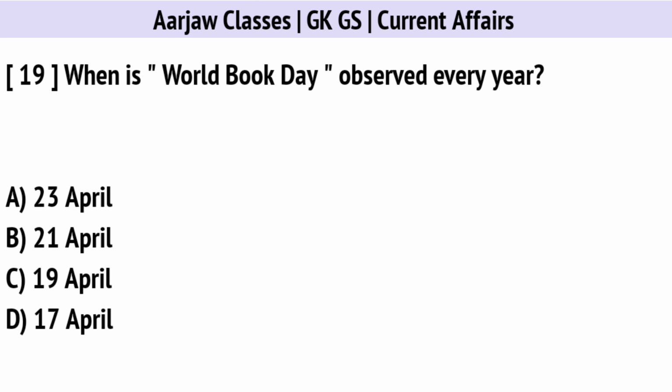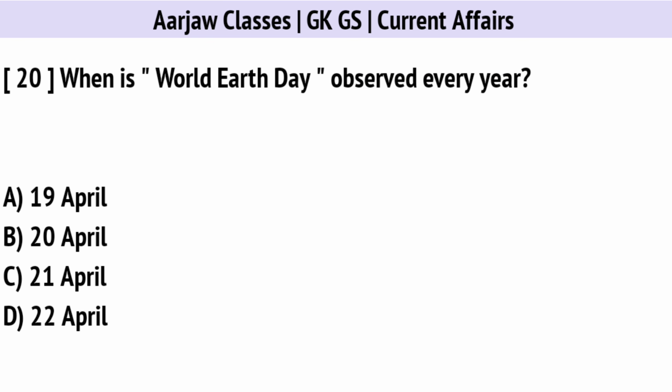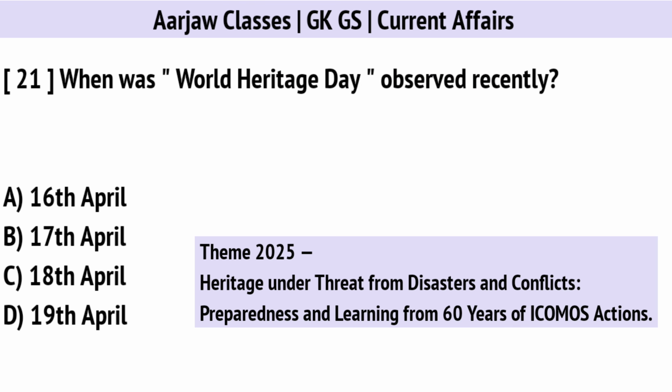On which date World Book Day observed every year? Right option is A. On 23rd April. When is World Earth Day observed every year? Correct option is D. 22nd April. When was World Heritage Day observed recently? Correct option is C. 18th April.